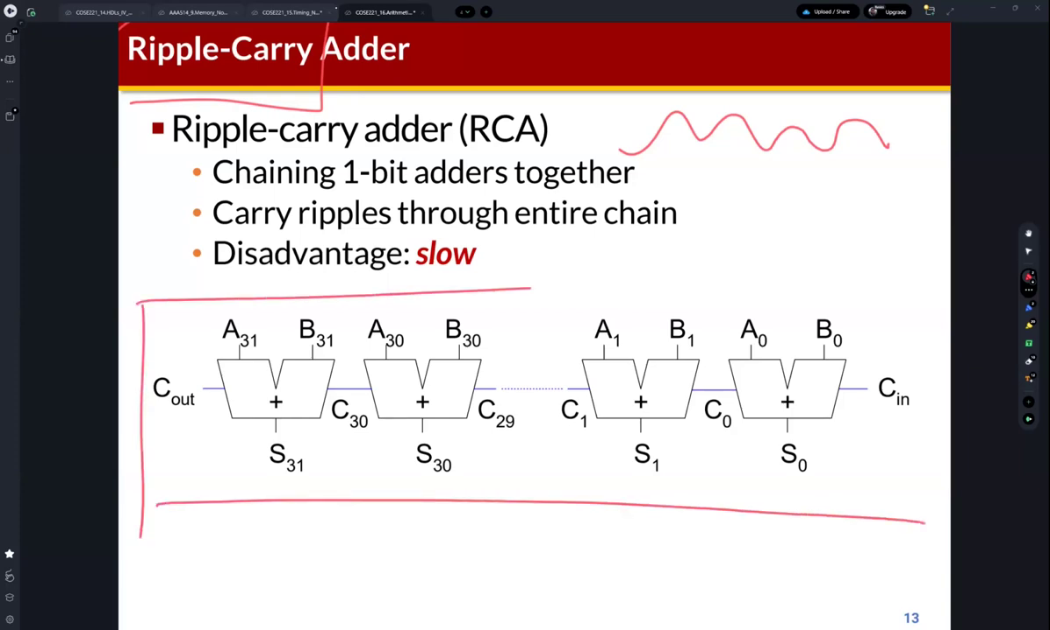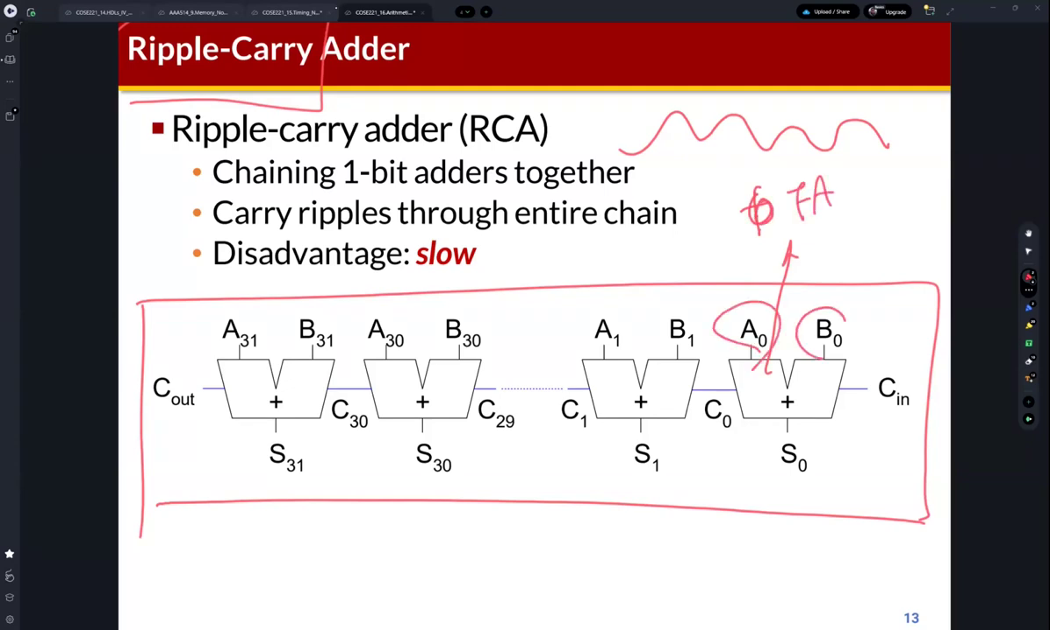This is the circuit of the ripple carry adder. What is this? This is the full adder. A is here, sum is here, carry out is here, and carry in is here. You can find that the carry out of this digit is delivered to the carry in of the next digit. The carry out port is connected to the carry in port of the next digit. So if we just connect the carry in and carry out of the full adders, we can implement the ripple carry adder.